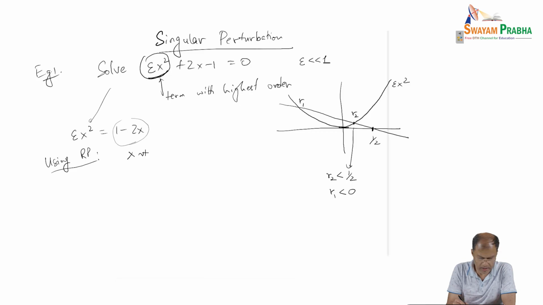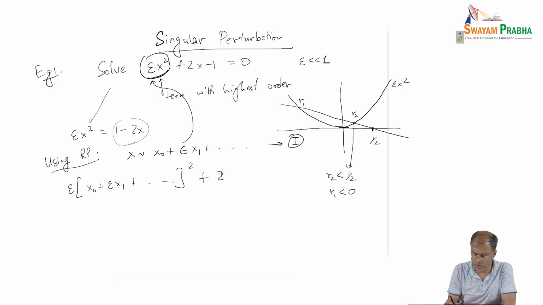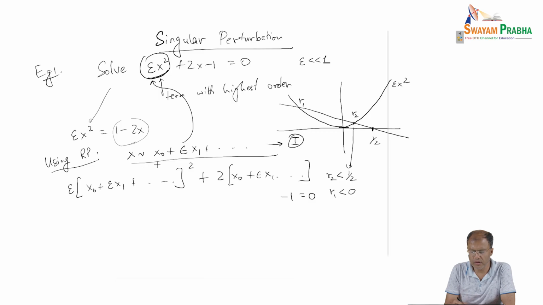So x is x naught plus epsilon x1 and so on. So this is the regular perturbation method. And if we plug this expansion into this equation, we get epsilon times x naught plus epsilon x1 and so on, squared, plus 2 times x naught plus epsilon x1, minus 1, equal to 0, right? So we have just used the regular perturbation expansion for the unknown x.